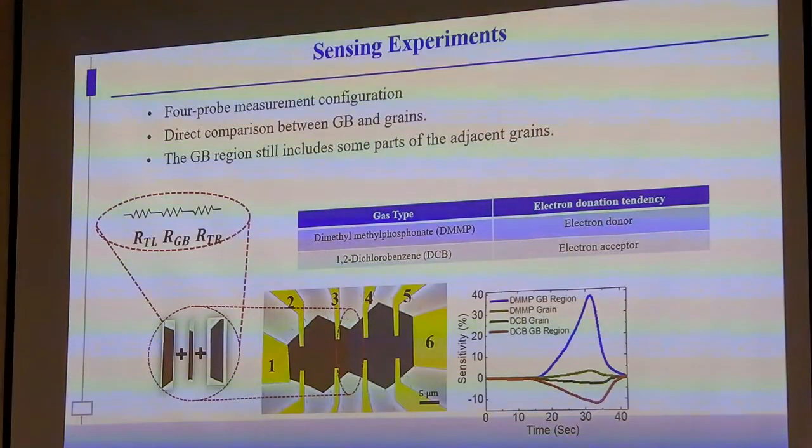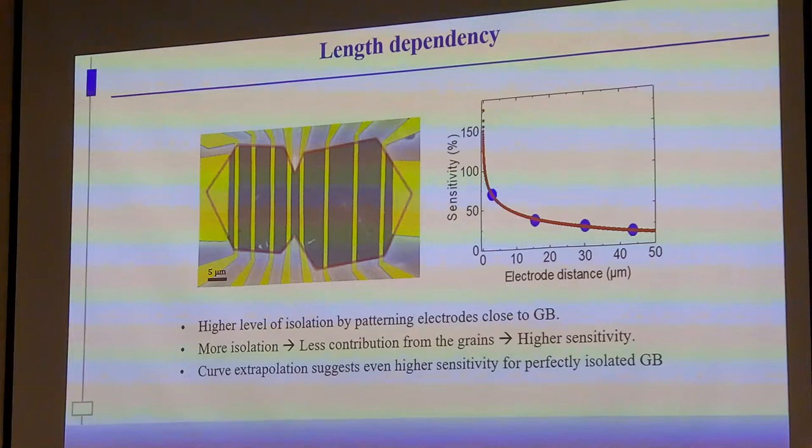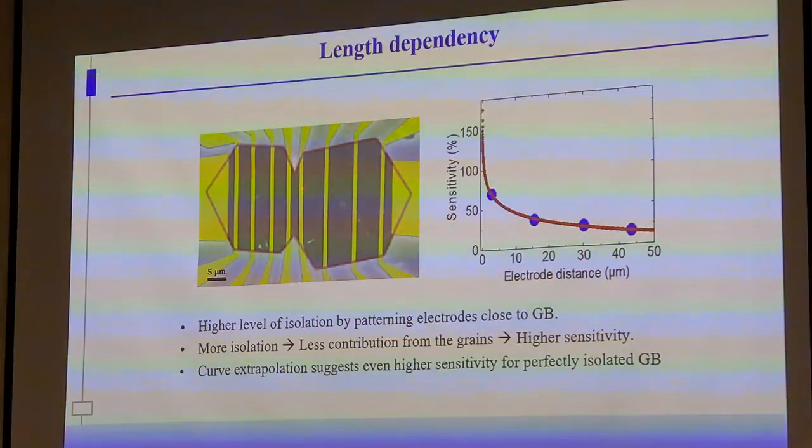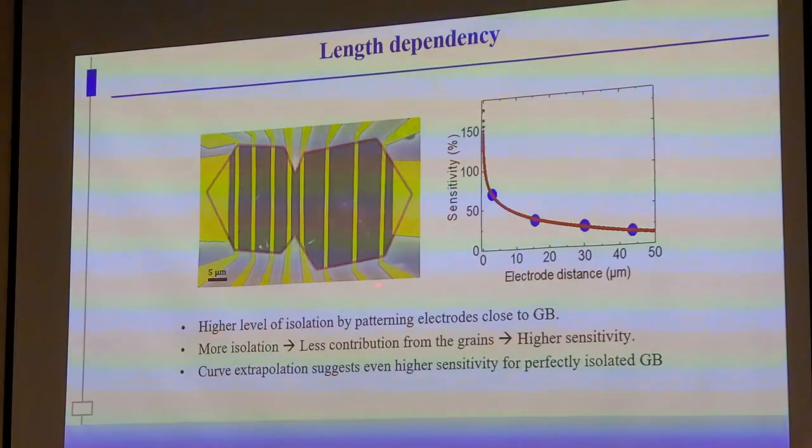Then you can calculate the resistance of this individual grain boundary using a simple formula. Here it looks like if you put your electrode far from the graphene grain boundary, the sensitivity decreases. Closer to the graphene grain boundary, the sensitivity is higher. The reason is that if you put it far from the grain boundary, the graphene domain contributes a lot to the signal. But if you put it close, then only the graphene grain boundary contributes to the sensing application.